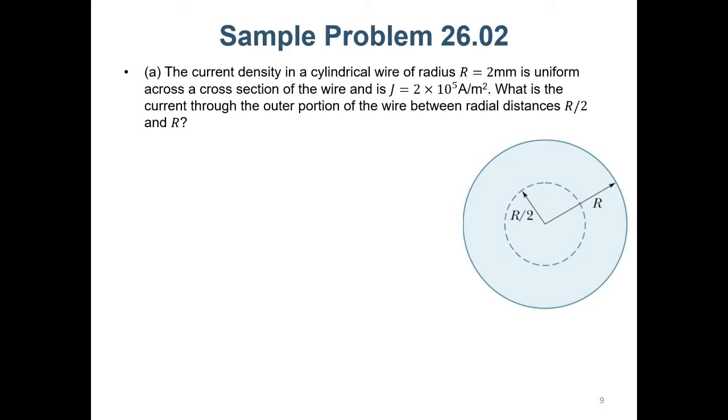So for this one, the current density. The current density in a cylindrical wire of radius r equals 2 millimeter is uniform across the cross-section of a wire, and J is uniform, which is equal to 2 times 10 to 5 ampere per meter square. What is the current through the outer portion of the wire between the radial distance r divided by 2 and r? So it asks you the current at this part.